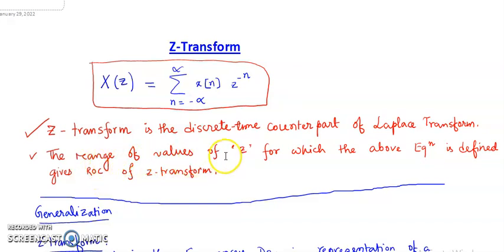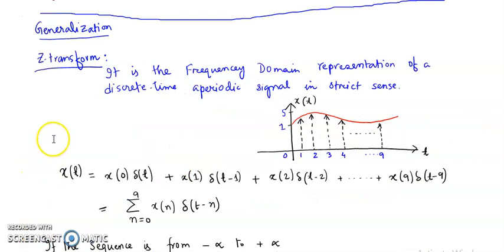So what is the ROC here, the region of convergence? The range of values of z for which the above equation is defined gives the ROC of the Z-transform. So the value of z for which this equation is defined is known as the ROC for this Z-transform.